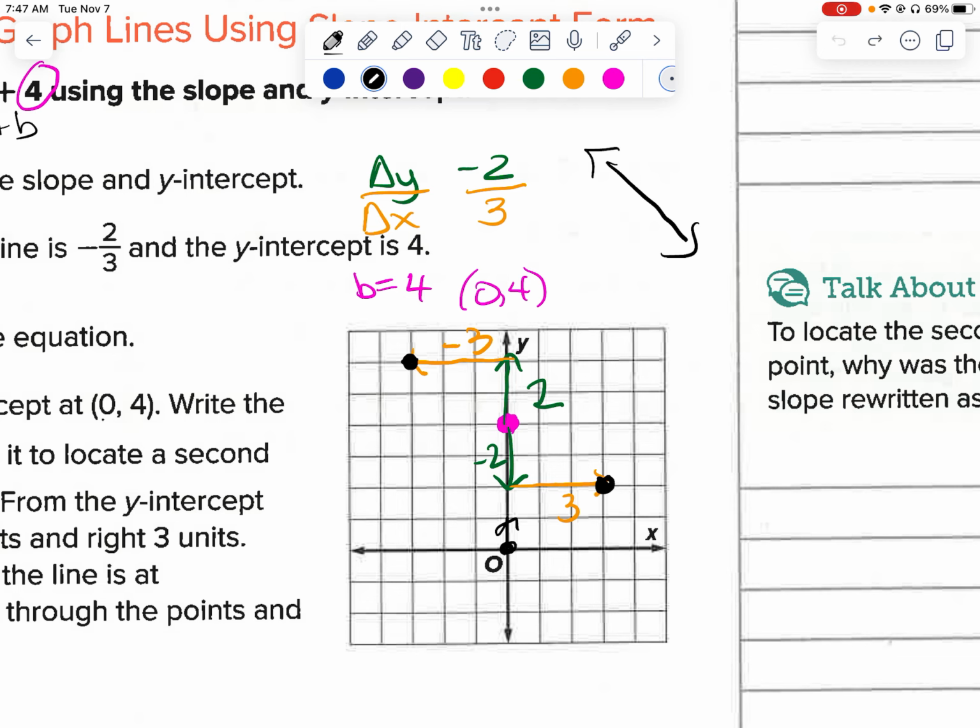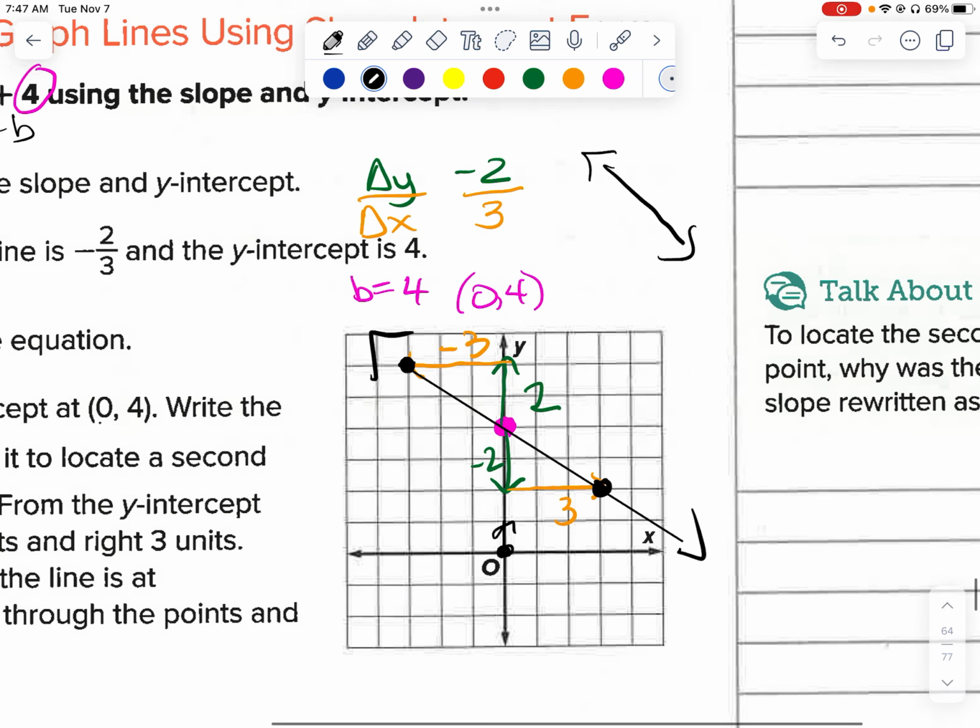Oh, that's not going to work. Sorry about that. How about there? There we go. Make sure you have the arrows on the end.